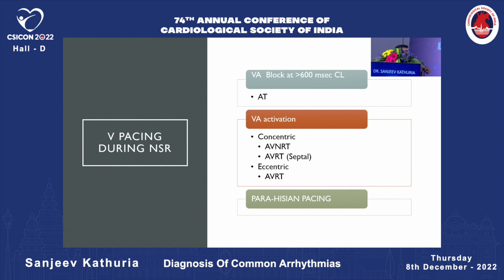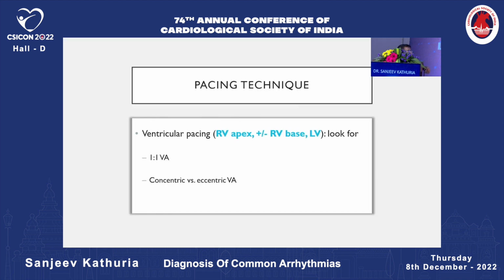Ventricular pacing. What is the basic thing? If you still have a VA block and you have a tachycardia continuum, that means you're talking about an atrial tachycardia. If you have a concentric activation, you're talking about AVNRT. If you have a concentric activation, you can also talk about a septal pathway. And eccentric will mean an AVRT. Parisian pacing I'll explain later.